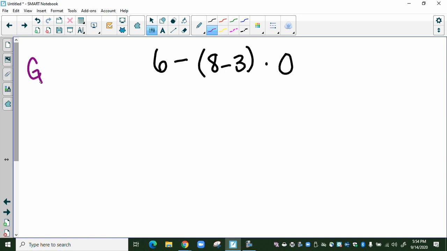Second one, I see grouping symbols right here. It doesn't matter that they're in the middle, they go first. So we're going to have to do what's inside the parentheses first. 8 minus 3 is 5. Very carefully copy the rest of the problem.